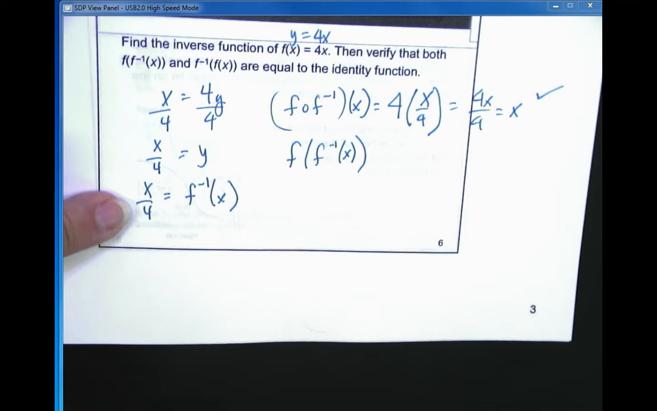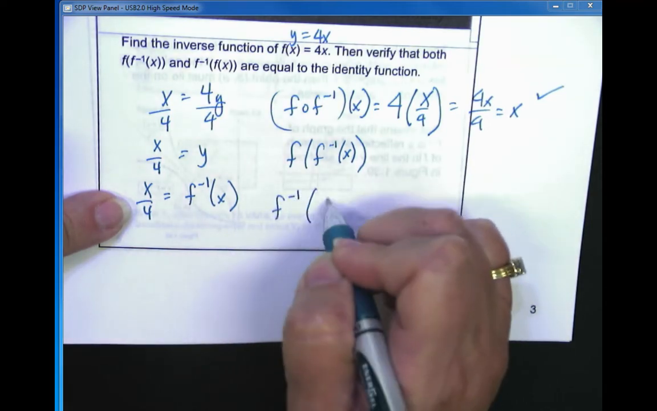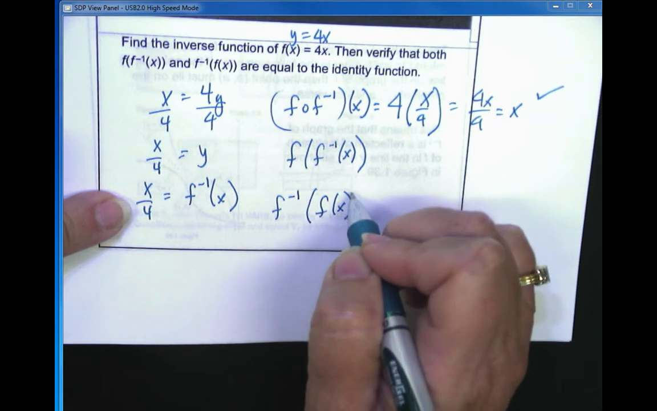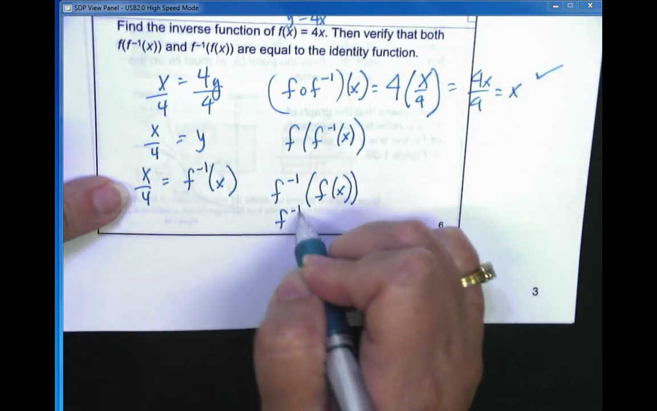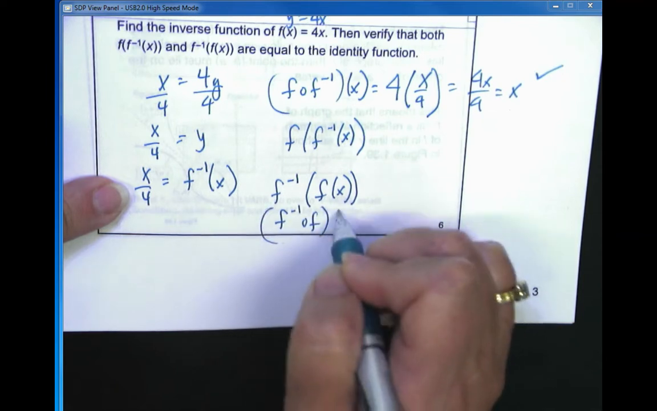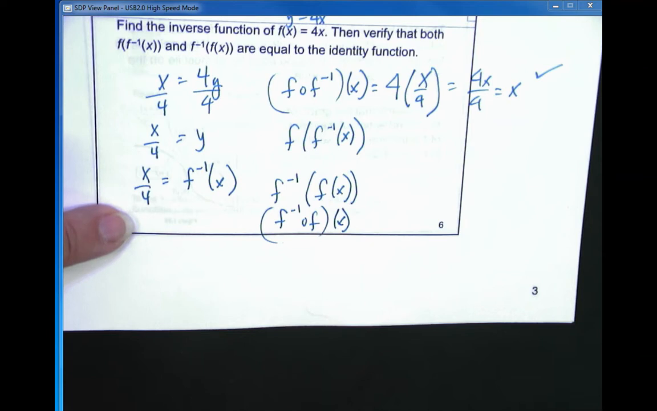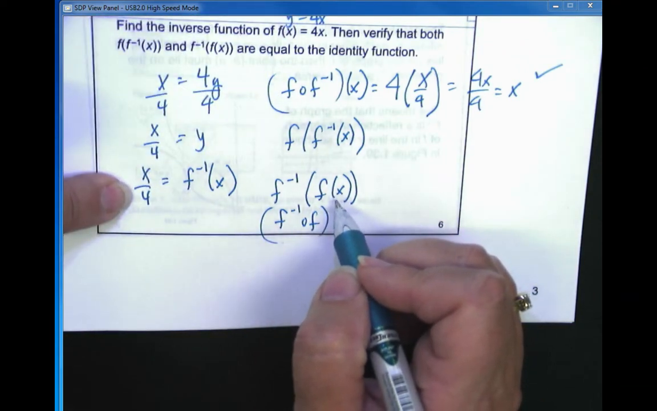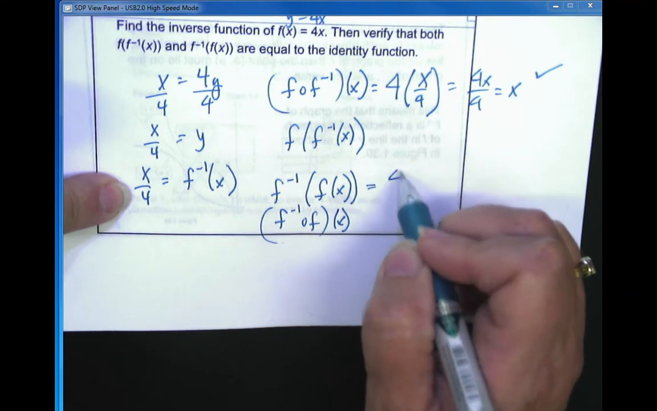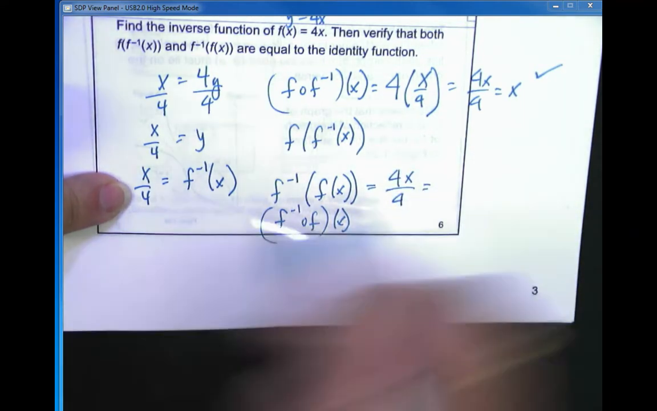Not good enough. You have to do it the other way as well. Now you have to take your inverse and substitute in the original function. Again, that notation is f negative 1 of f of x. So I have to take the function 4x and plug it into this guy. Well, when I do that, you're going to get 4x over 4. And so what does that reduce to?